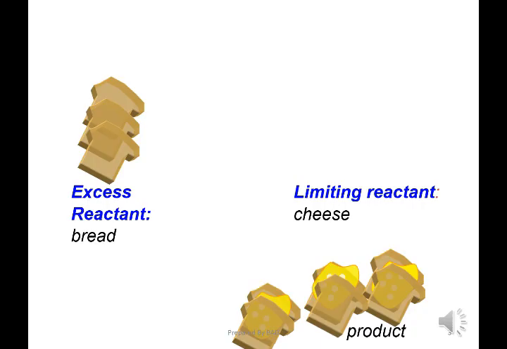Now we got the answer. The limiting reactant is cheese because it is completely consumed and limits the cheese sandwich production. And the slices of bread are called the excess reactant because they remain after the reaction.